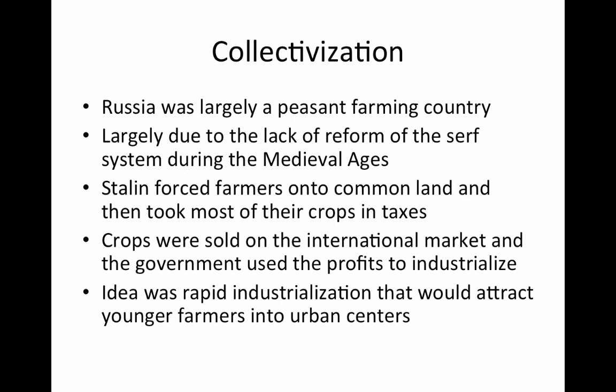Collectivization. Russia was largely a peasant farming country, largely due to the lack of reform of the serf system during the medieval ages. Stalin forced these farmers onto common land and then took most of their crops and taxes. The crops were sold on the international market, and the government used the profits to industrialize. The idea, again, was that rapid industrialization would attract younger farmers into urban centers.